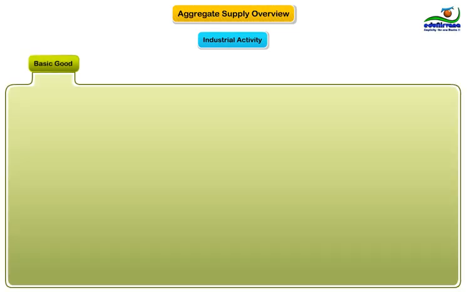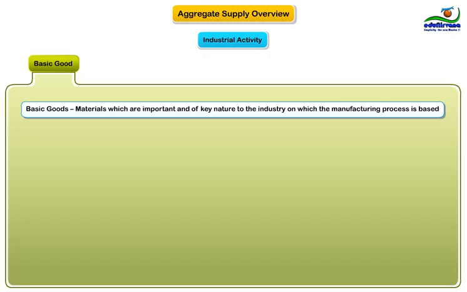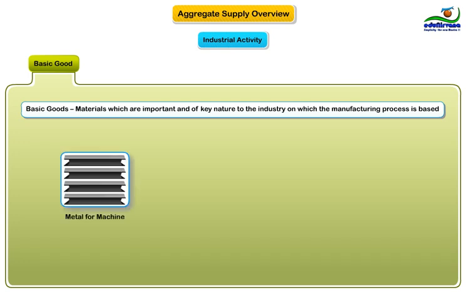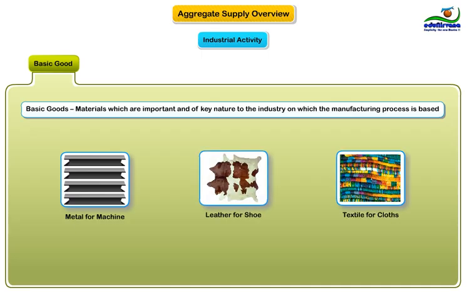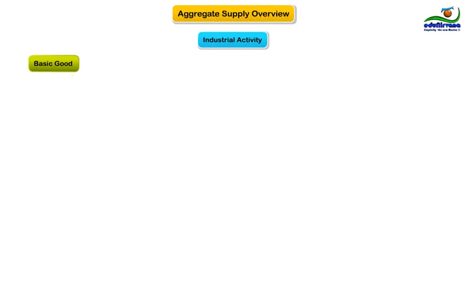Basic goods. Basic goods are the materials which are important and of key nature to the industry, on which the manufacturing process is based, vis-a-vis metal for machine, leather for shoe, textile for clothes. Such material is not lost through the process of production, but only changes its form.